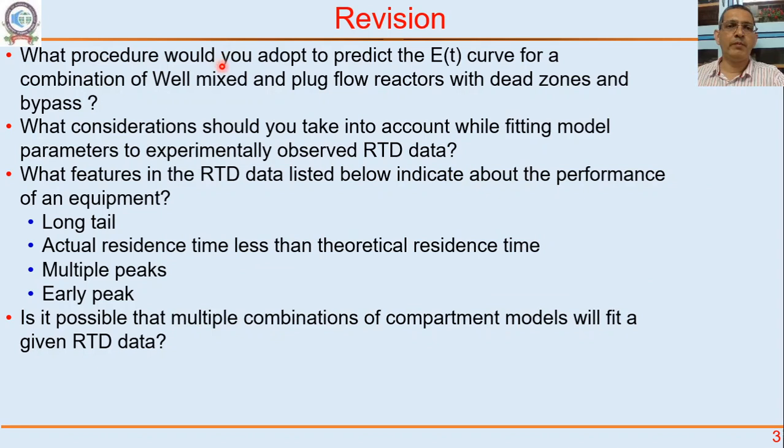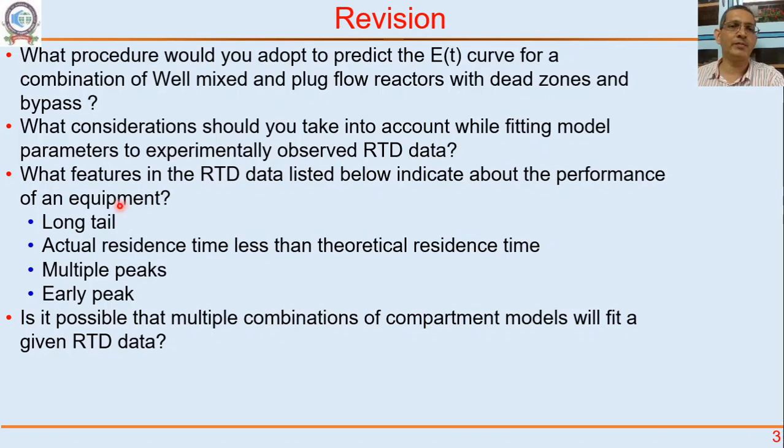Just to help you revise some of the things from the previous lecture: what procedure would you adopt to predict the E curve for a combination of well mixed and plug flow reactors with dead zone and bypass? What considerations should you take into account while fitting the model parameters to experimentally observed RTD data? What features in the RTD data listed below indicate something about the performance of the equipment?